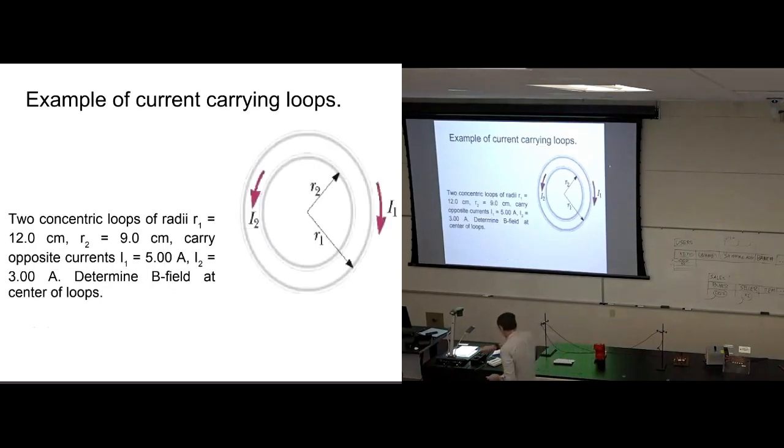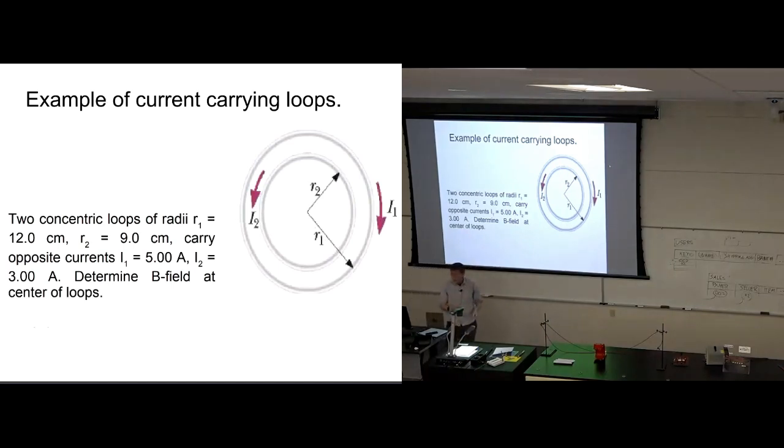Okay, let's look at a little example of this one. We've got 2 loops of wire here. This interior one is carrying a current that's counterclockwise, I don't know which way the clock runs, and the exterior one is carrying a clockwise current. So they're both current-carrying loops. They're both producing magnetic fields. We want to know the magnetic field at the very center here.